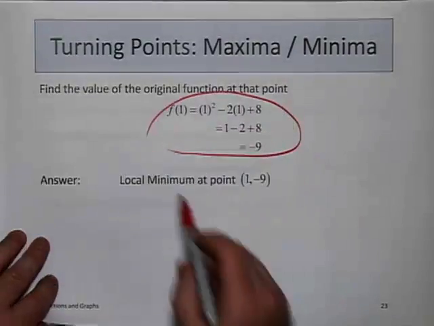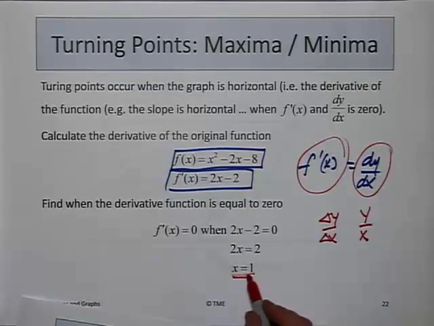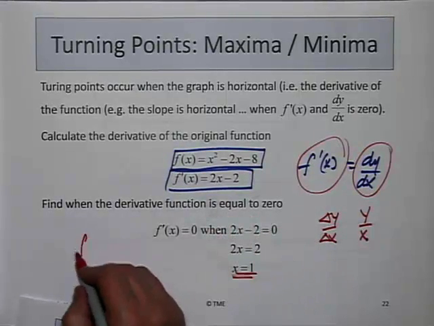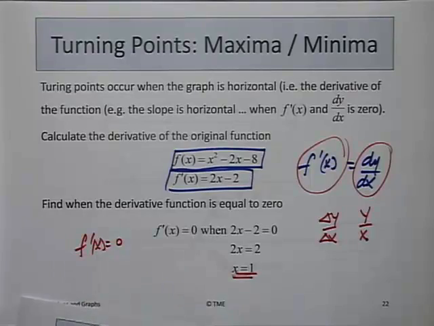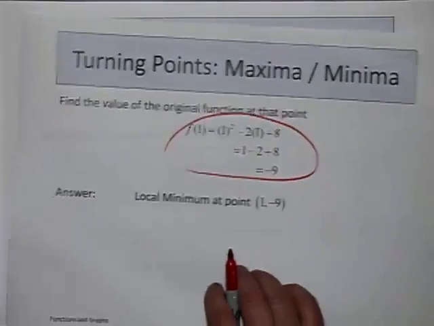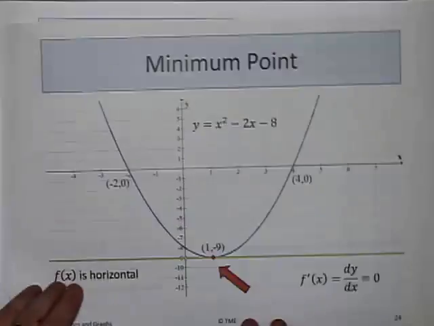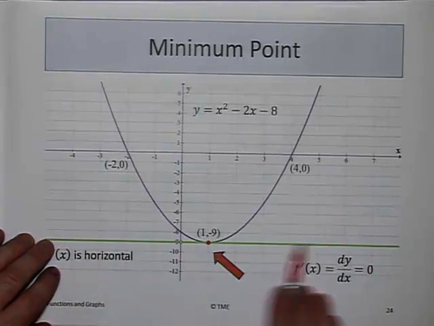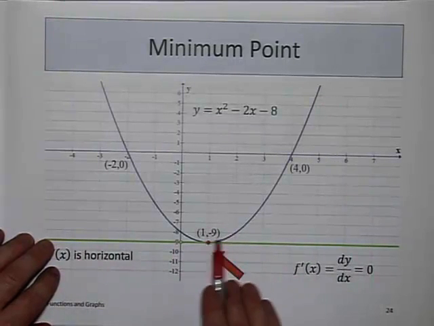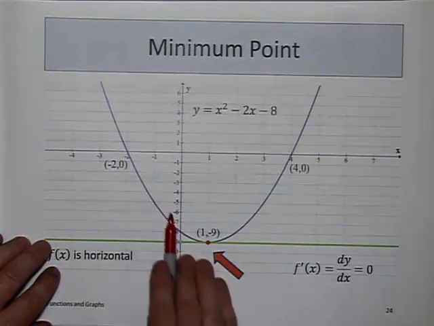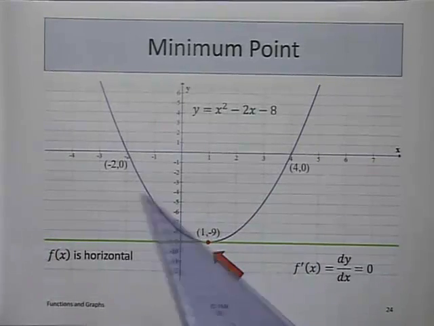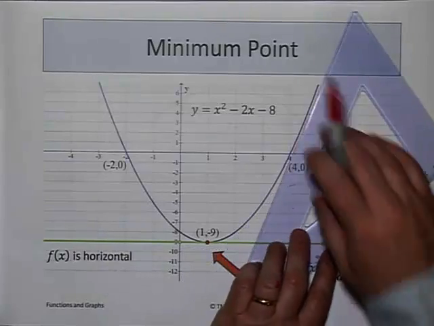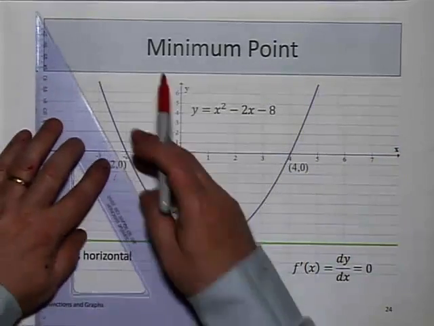Remember that when the slope is 0, that is, when f dash is 0, that doesn't mean that the function is 0. It just means that the slope is 0. So if we look at it here, we can see that at this point, 1, minus 9, the graph is saying that the slope is horizontal. The marble will not roll. It stays at the bottom of the vase. The slope is 0. If you move out here, the slope has changed. Here the marble will quickly roll back, and here it'll go forward.